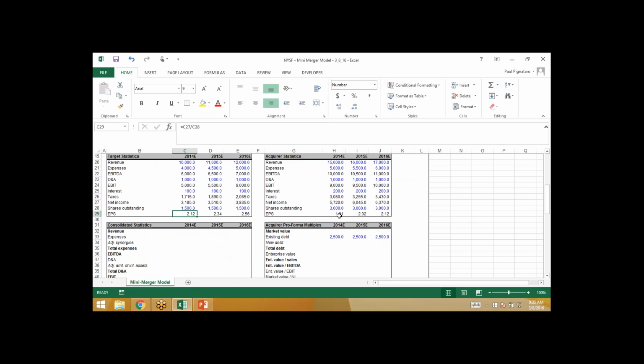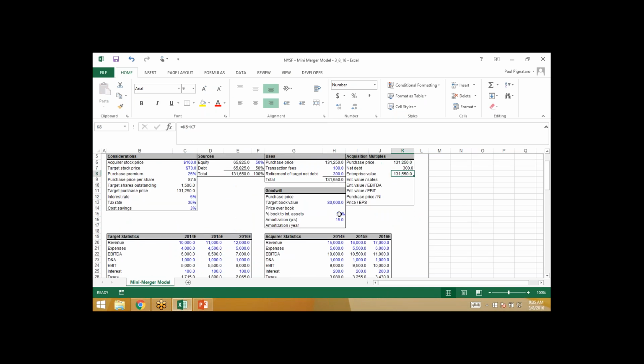Okay, let's continue. This is what you should have. We're going to use these numbers to calculate purchase multiples. And so, on the top, we have these acquisition multiples, which, by the way, are based on the purchase price against the target company. We want to know how much we are paying for the target company on a multiple basis.